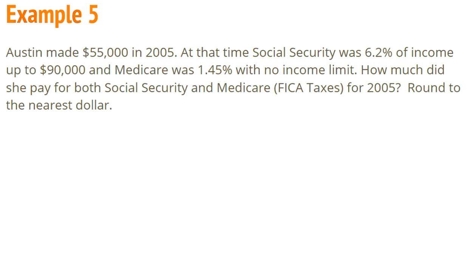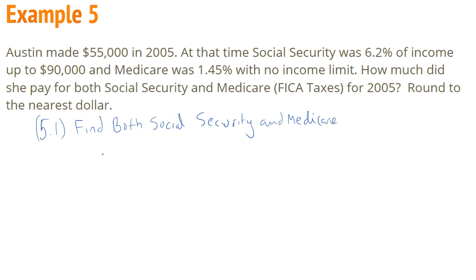So our first step is we need to find, so in step 5.1, find both Social Security and Medicare. So for Social Security, that was 6.2% of income up to $90,000.